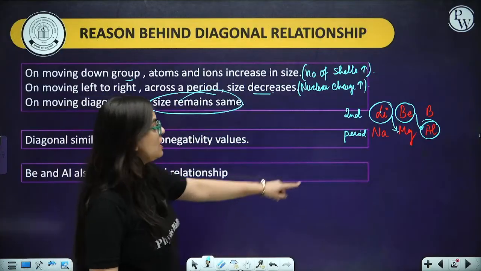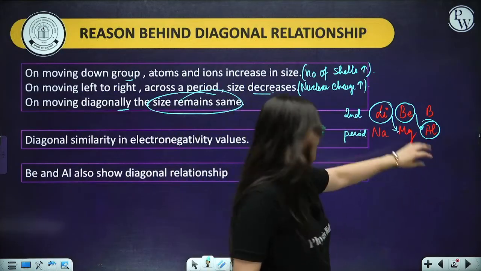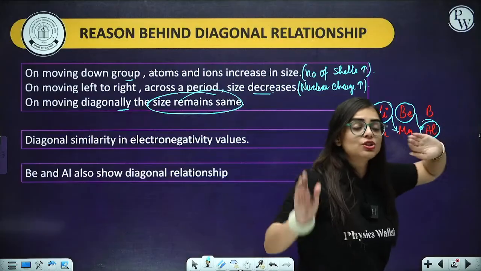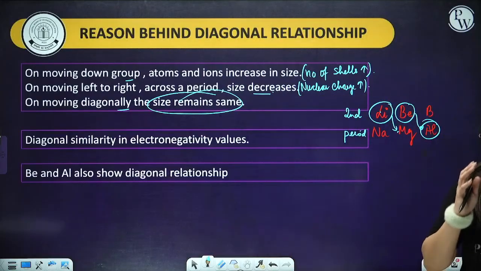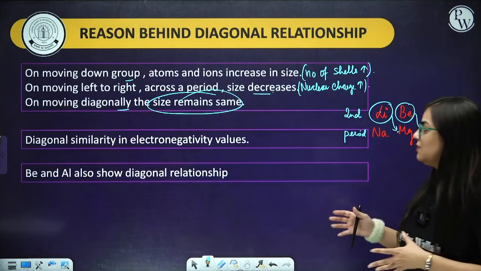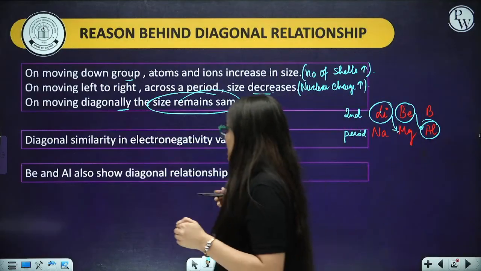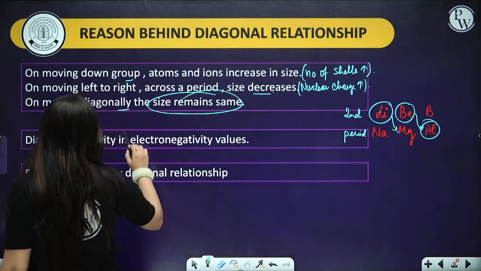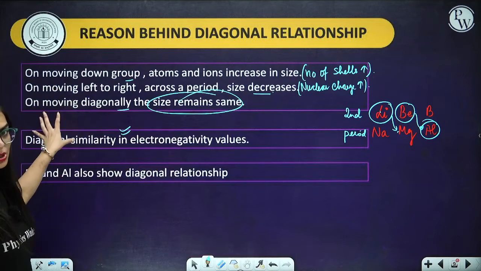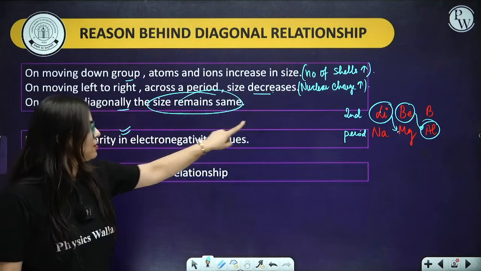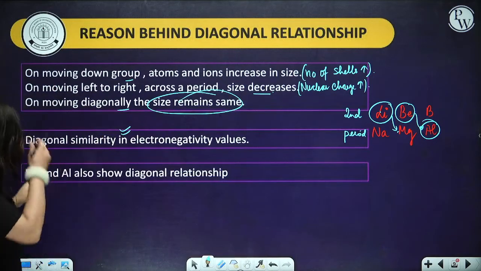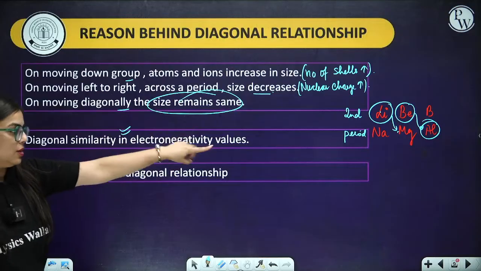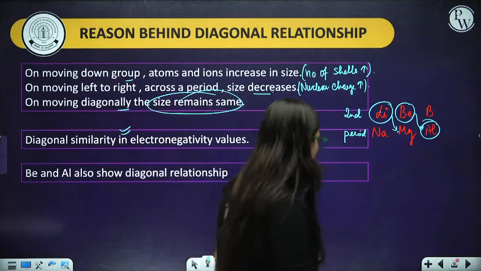This is what I'm saying, no? They exhibit the same kind of properties, lithium, magnesium, beryllium, aluminium. So diagonally they are going to have the same kind of behavior. So over here the size remains the same. Next, diagonal similarity in electronegativity value. Now these are the reasons, okay? Diagonal similarity in electronegativity values also. Next, beryllium and aluminium also show diagonal relationship, which I have already told you, okay?